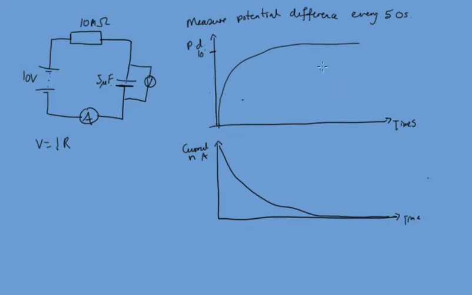Now the shape of these graphs is the same no matter what the resistance, the capacitance and the voltage are in the circuit. So the shape's the same. What will change, though, is the rate at which a capacitor will charge. So if we had, again, the potential difference over the capacitor over time, the voltage is going to be the same in all three cases, but this time we're going to have different resistances.